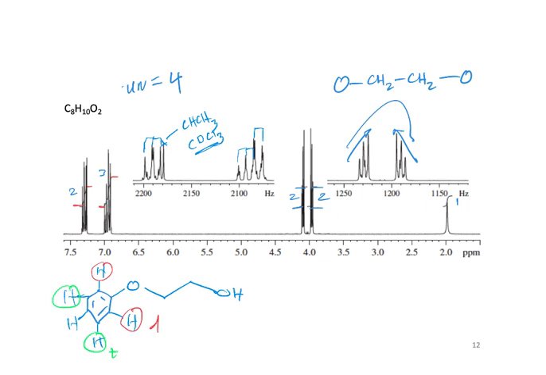And then this one, I'll use yellow, is going to be by itself. So we should have a 1 to 2 to 2 ratio in here. So I think that's what we have here. This is the 1. This one is like a doublet, so this is the ortho protons next to the ether. And this integrates for 2. It's more like a triplet, so that's the one in green.